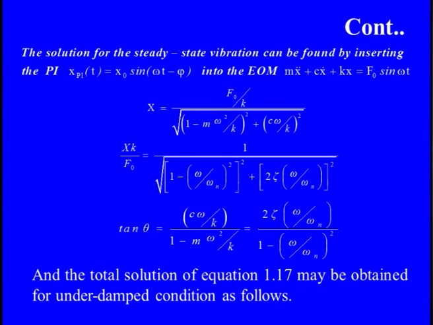You can see that it is nothing but equals to 2 zeta omega by omega n divided by 1 minus (omega by omega n) whole square. So, again, either in the formation of the phase or in the ratio of output by input, these two, the frequency ratio omega by omega n and zeta, play a key role. And when we want to design certain things, we can simply control these two features as they are.